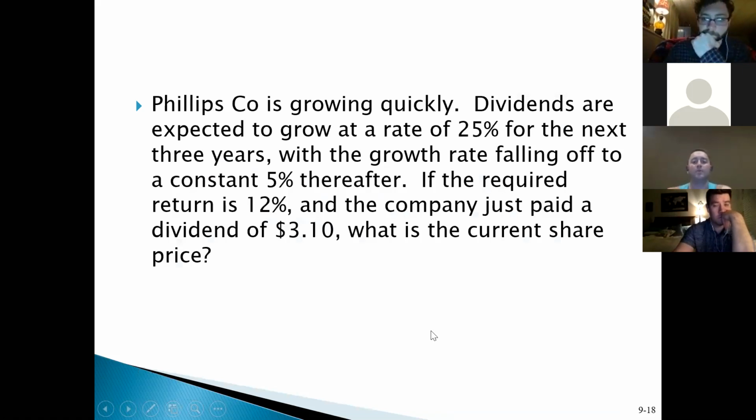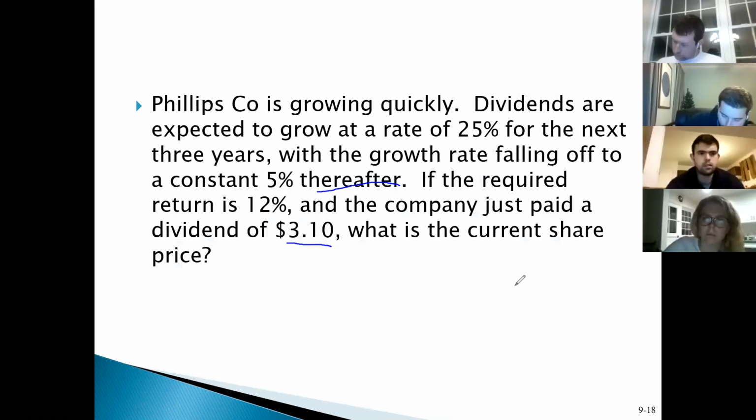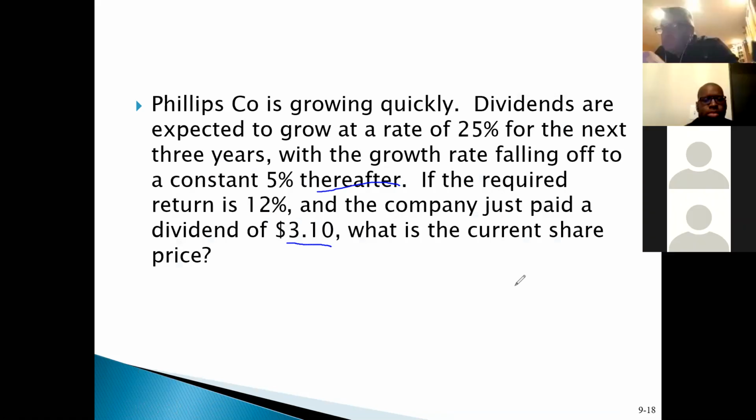Okay, so Philips is growing. They're going to grow at 25% for 3 years, and then they're going to fall off to 5% thereafter. Thereafter means forever. Required return is 12%, and the company just paid a dividend of $3.10. If we just paid a dividend of $3.10, when is that? That's D sub what? Jamie, that's D sub what?